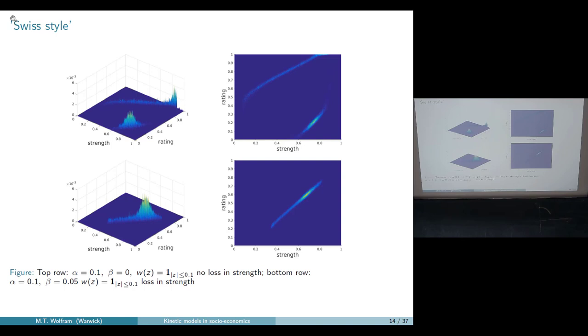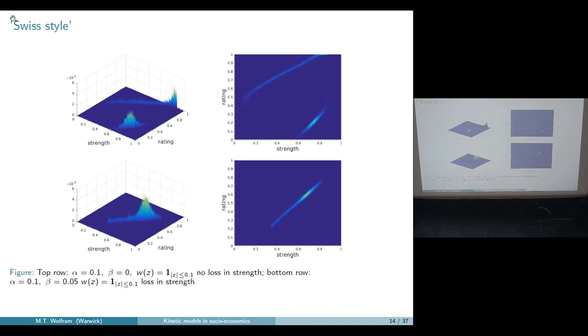In this picture, these two show the same thing. This is just from the side, this is from the top. On the bottom, we are comparing what's happening if I have a limited interaction. Here, only individuals were allowed to interact if the difference in ratings is smaller than 0.1. On the bottom, it's still the same, but we had a different mechanism. We started with two groups. One was overrated and one was underrated. They were both initially located here and here on the top.